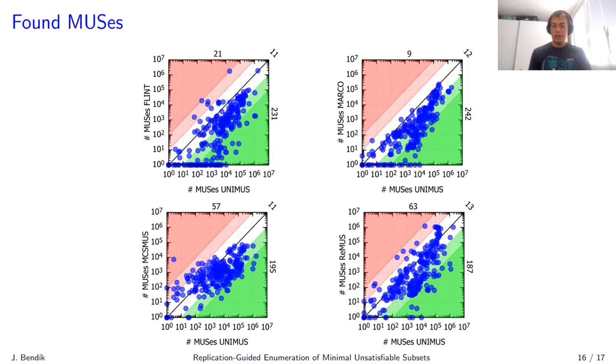You can see that in comparison with FLINT and MARCO, UniMUS absolutely dominates. Besides few benchmarks, UniMUS always found more MUSes than the 2 algorithms, and the difference was often several orders of magnitude. In the case of MUSer and REMUS, there are around 60 benchmarks where UniMUS found fewer MUSes than the 2 algorithms. However, on the remaining majority of the benchmarks, UniMUS again conclusively dominates.